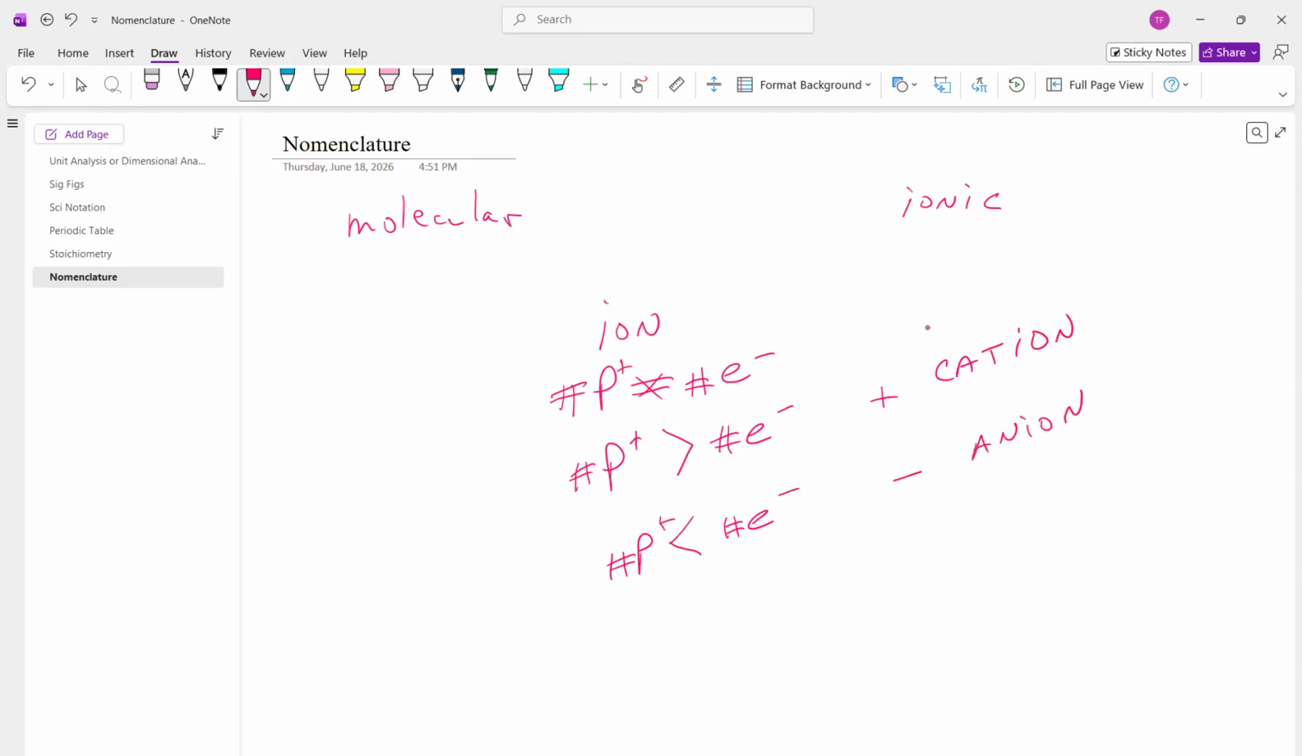And when it's flipped, where there are more electrons than protons, the charge is negative.